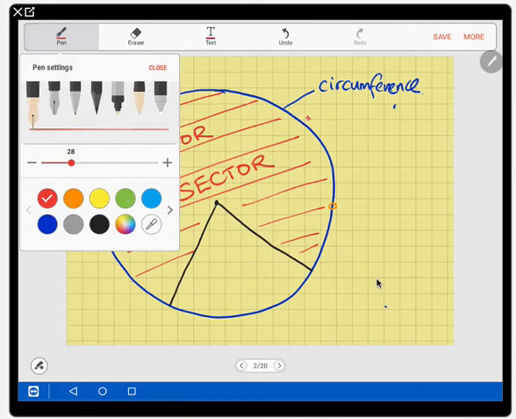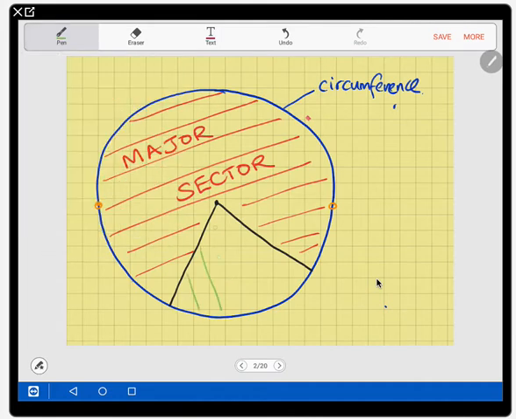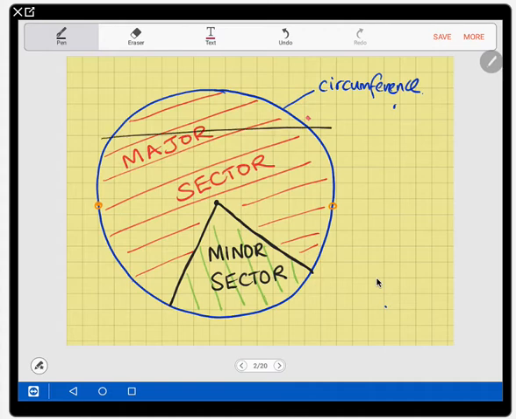And this one here, you would have already guessed, this is called the minor sector because it is the smaller part. Now, why do we call this sector and not segment? We call it a sector because it starts from the center here and we have two radii here. Whereas if I draw a chord here, then that part will be called a segment.